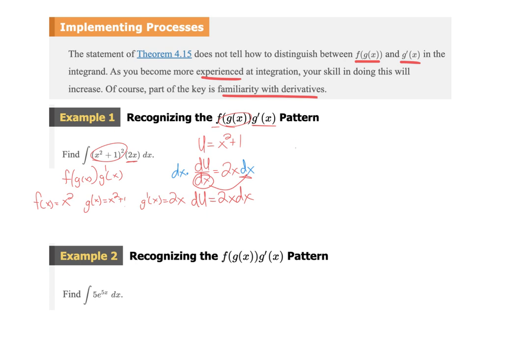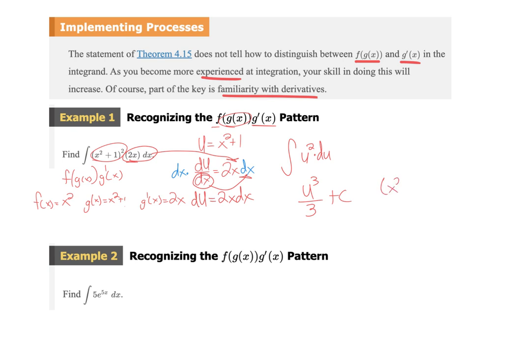So now I'm going to substitute this in. I have u squared times 2x dx, which is du, so I just have u squared du. The antiderivative of u squared is u cubed over 3 plus c. And then at the end, for this general antiderivative, I'm going to put our u back in.